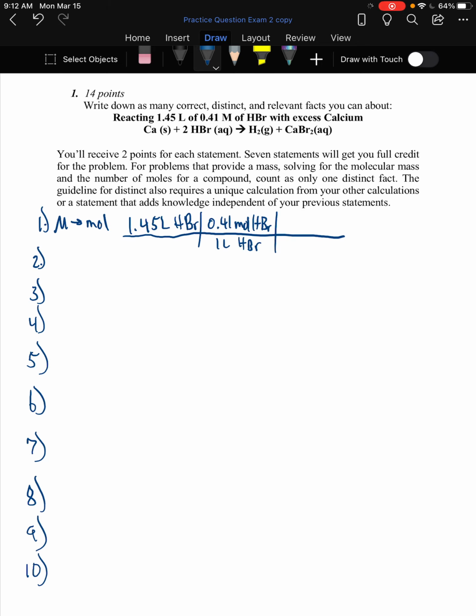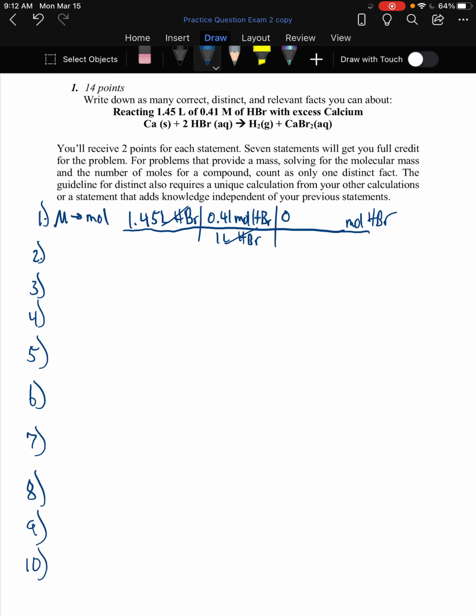And there I should be able to see that liters of HBr will cancel out, and I'm going to be left with a value that's moles of hydrobromic acid, or HBr. So from here, once I plug this into my calculator, I get a value of 0.595 moles of hydrobromic acid. So that could be one of your correct, distinct, and relevant facts.